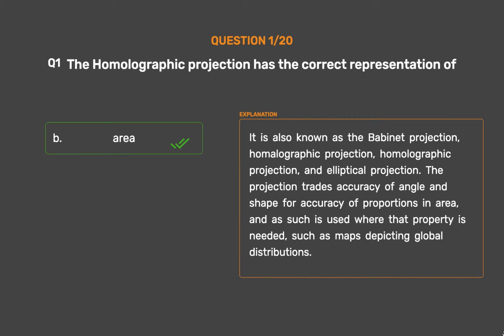Area. It is also known as the Babinet projection, homolographic projection, and elliptical projection. The projection trades accuracy of angle and shape for accuracy of proportions in area, and as such is used where that property is needed, such as maps depicting global distributions.